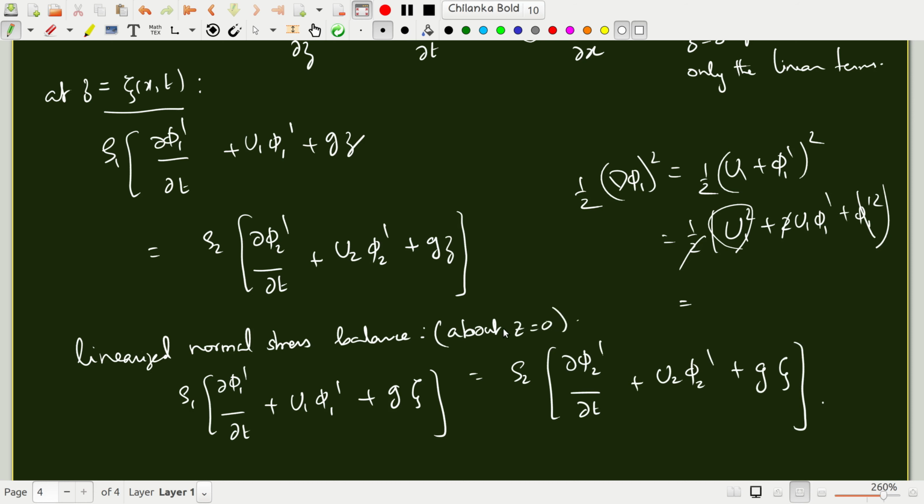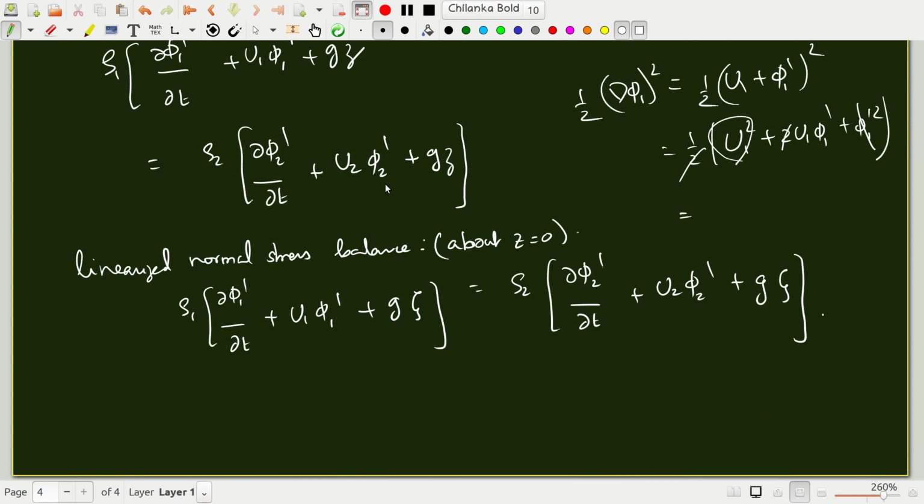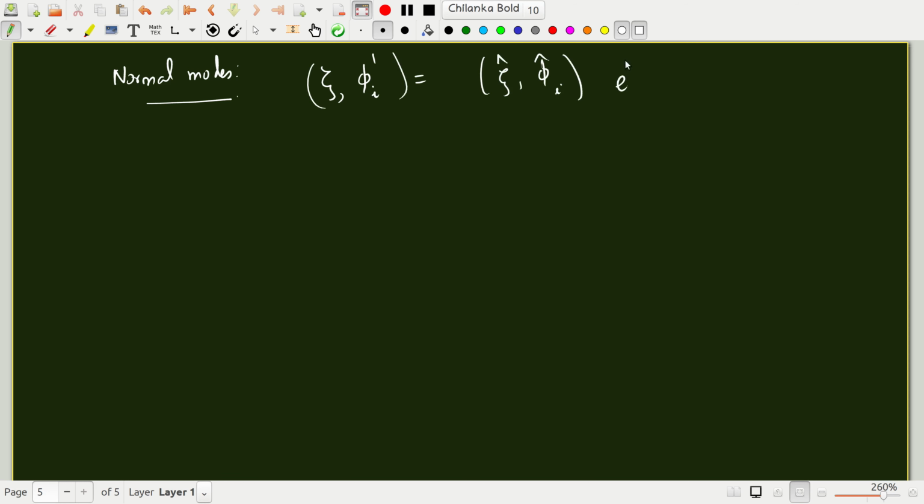Okay. Now, we are set with all the boundary conditions and differential equations. So we'll use the method of normal modes. What you do is you have to expand zeta and phi i prime as zeta cap, phi i cap times e to the i(kx plus st). Here s is called the growth rate. Different textbooks use different notations, so you should be familiar with all kinds of normal mode expansions. S is called the growth rate.